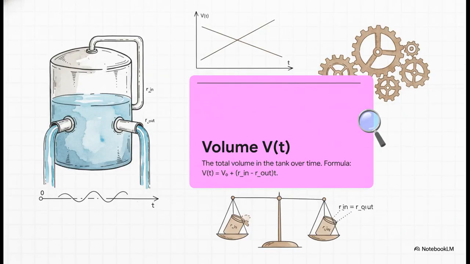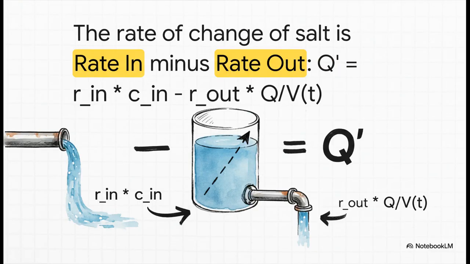And yeah, speaking of volume, that might be changing too. The total volume at any time t is just whatever you started with, plus the net change. And the net change is just the inflow rate minus the outflow rate times time. Now, if those two rates happen to be the same, then your volume stays constant, which makes our lives a whole lot easier. And there we have it. We just put all the pieces together. The rate of change of salt, Q prime, is our rate in minus our rate out. Just like that, we've taken a physical setup and translated it into the language of calculus, a first-order differential equation.